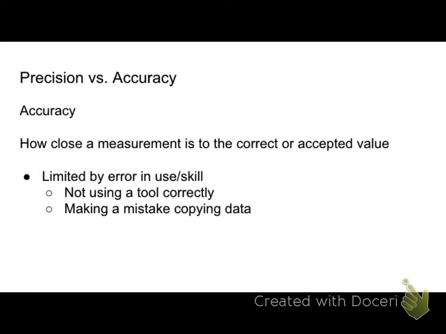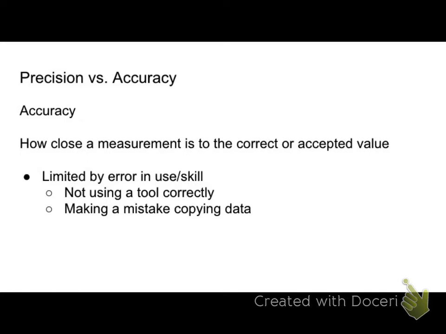When we talk about precision or accuracy in our everyday lives, people oftentimes use those words to mean the same thing, right? If they're describing someone who's precise or someone who's accurate, they usually mean the same thing. But in science, they have two separate meanings.